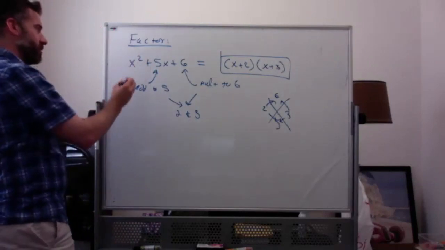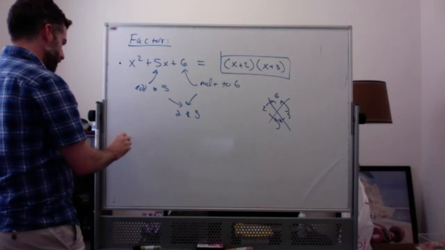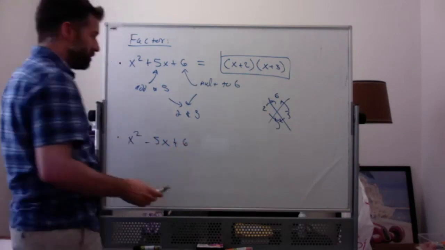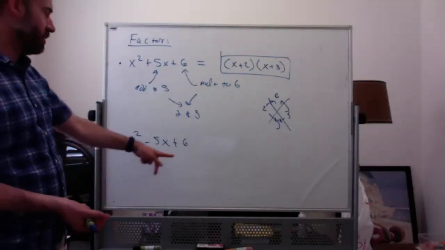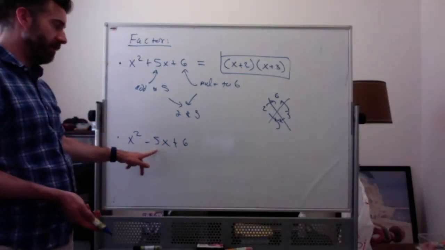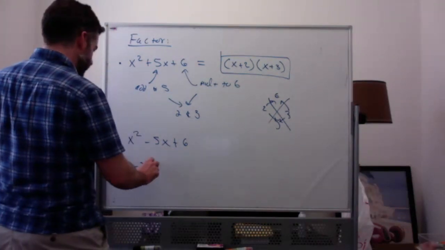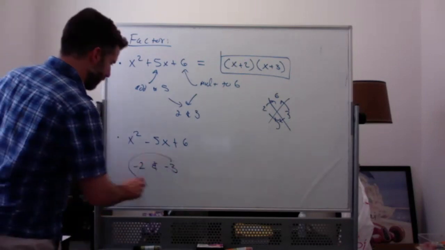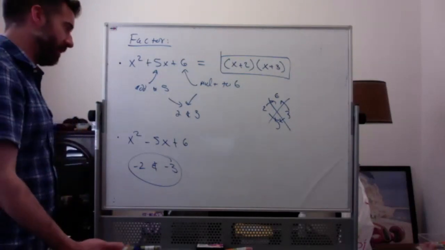So here we got this one, and then let's look at a couple more. We've got x squared minus 5x plus 6. So here I'm looking for the same sort of thing, except now I want to multiply the 6 and add it to negative 5. So I'm going to get the numbers being negative 2 and negative 3. Those are the numbers that multiply to positive 6 and add up to negative 5.